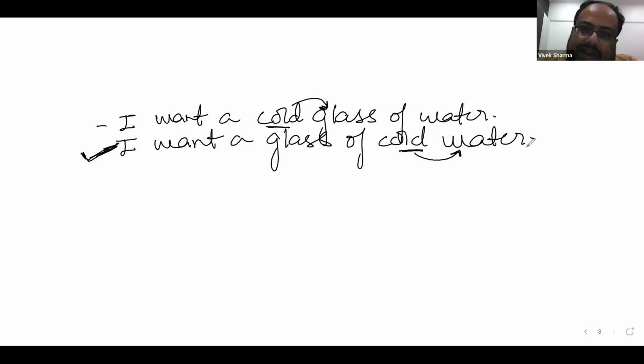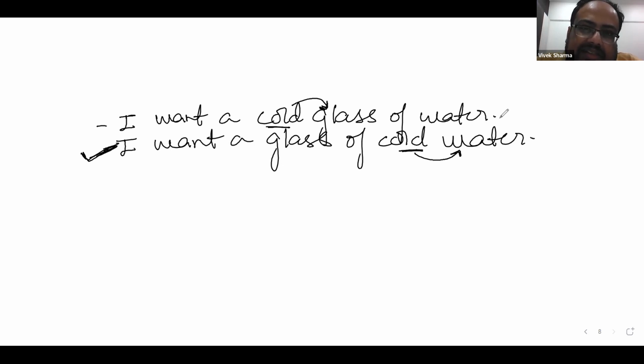Now, just listen to my next point very carefully. The first sentence, I want a cold glass of water, technically is not grammatically wrong, but semantically, we have discussed the concept of semantics and syntax. Semantics is the meaning, the implication. Semantically, the second sentence is much better than the first one. The second sentence is grammatically correct and moreover semantically appropriate.